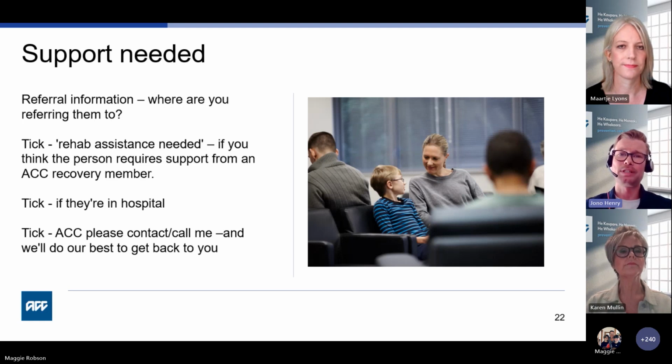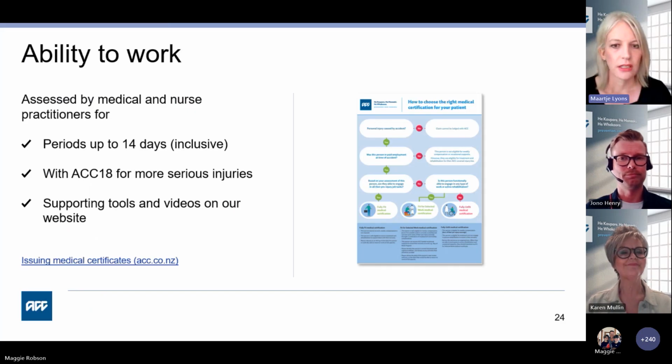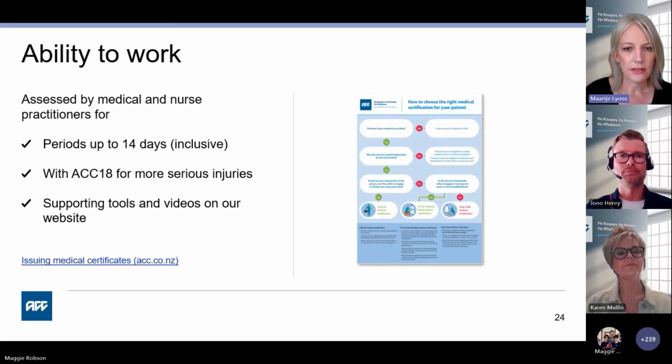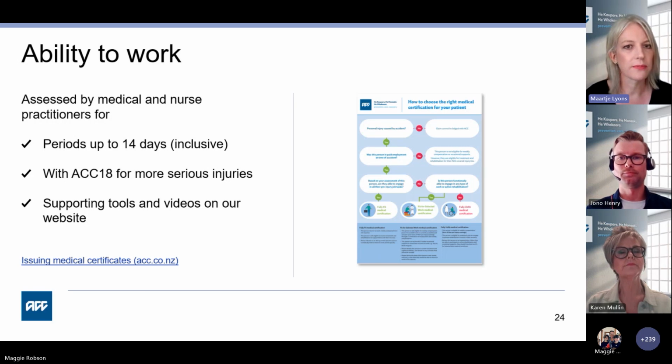Now, as the ability to work section of the ACC 45 form is completed by a medical or nurse practitioner, I'll hand back over to Marcia to discuss this section. Thanks, Jono. So yeah, as you've mentioned, only medical and nurse practitioners can assess a patient's ability to work. So on the ACC 45, you can indicate your clinical opinion regarding your patient's ability to work for the first 14 days following the date of the accident. If in your clinical opinion, the impacts on ability to work extend beyond this 14-day period, then please use an ACC 18 certificate to let us know that.